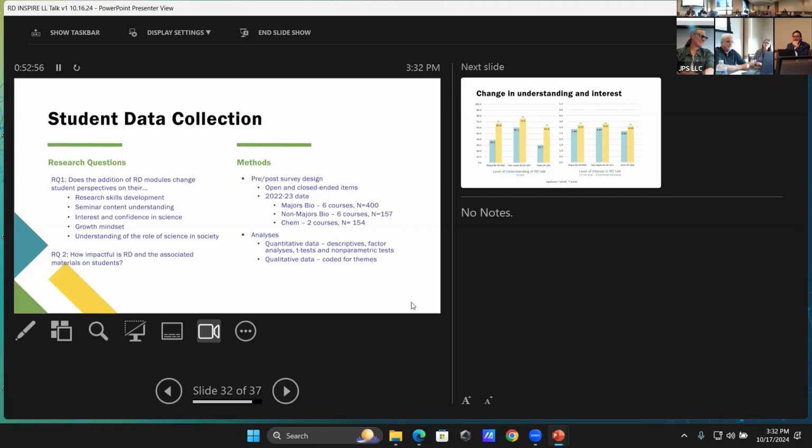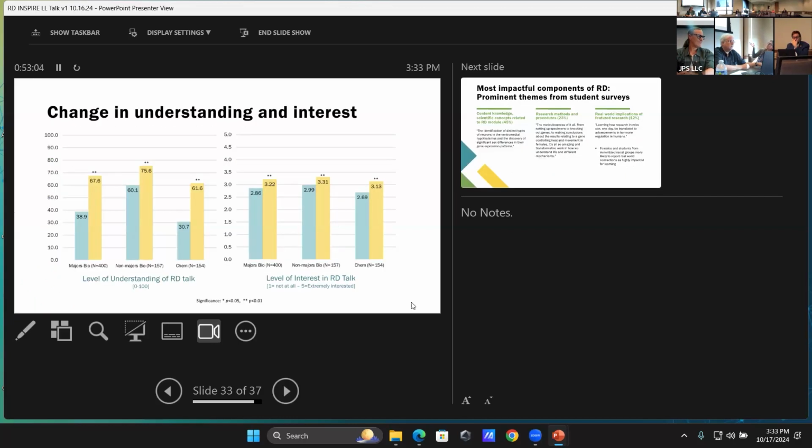And so we worked together to code our open-ended responses, as well as our interviews, to get good inter-rater reliability. This is just some of, again, the level of understanding. So we asked students to think about what percent they understood at the beginning, after the first watch, and after the final watch. And we saw big shifts in their levels of understanding.